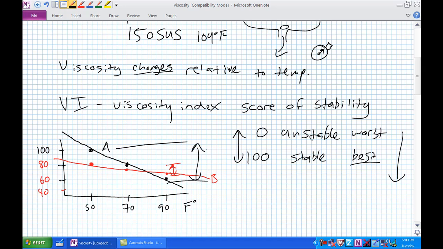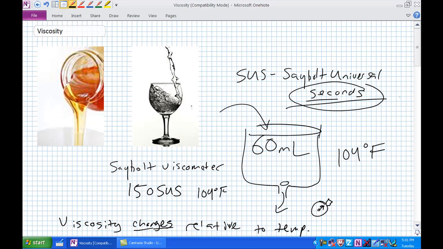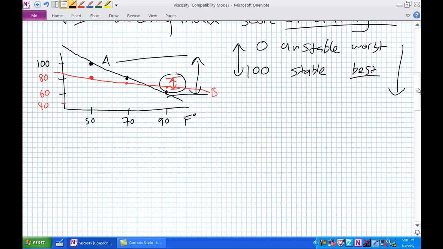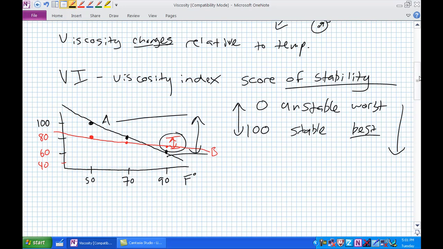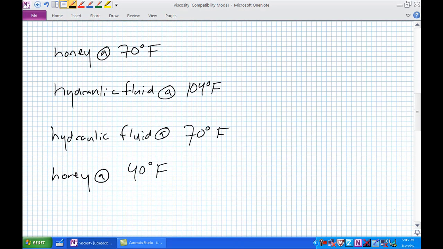Okay, so who has a better viscosity index? Quite obviously, substance B. It's a smaller range, it's more stable, it's a better substance. Okay, so viscosity index, it's a score of stability. That's the way I like to think about it. Viscosity, the amount of seconds it takes to drain. Okay, so let's do a little quick exercise here. And here's our quick simple exercise.